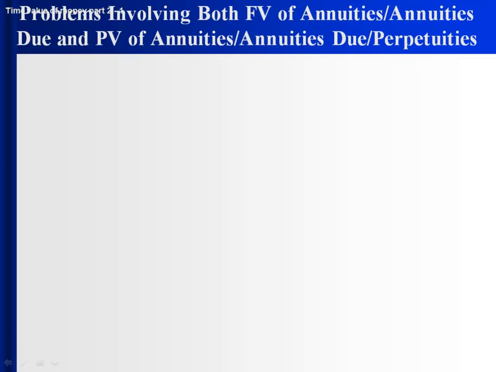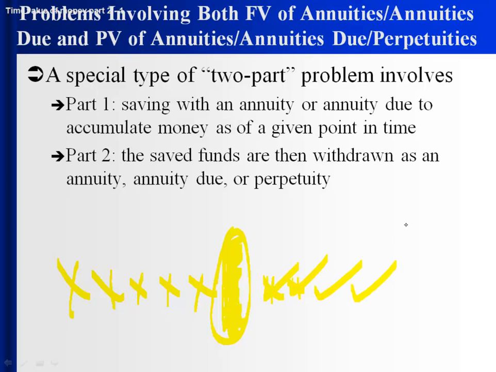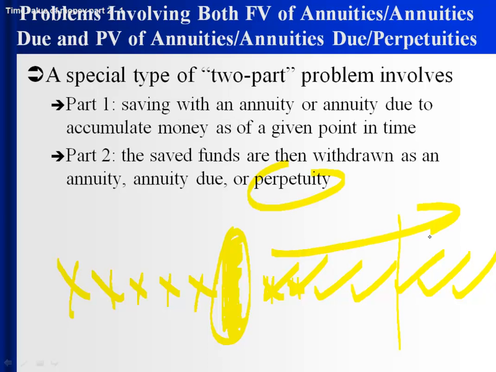I want to talk about a special type of two-part problem. Part one involves saving with an annuity or annuity due until you have accumulated some money, and then you use the saved funds to withdraw either with an annuity or you can keep going forever and ever as a perpetuity, and the perpetuity can be fixed or can grow.